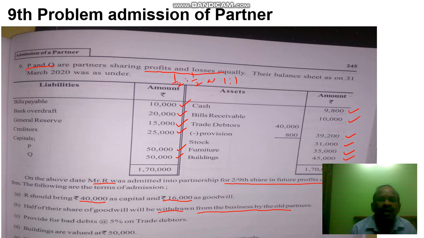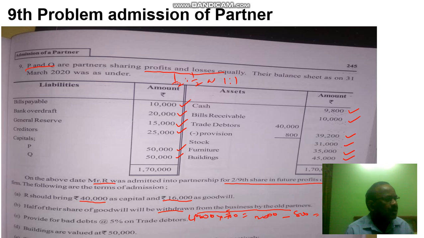So here the debtors is 40,000 into 5 by 100, which is equal to 2,000. Already there is 800, so in the problem we will take the 1,200 in the revaluation account. In the balance sheet we will take the 1,200 to 2,000. Buildings are valued at 50,000. So these are the problem details, students.